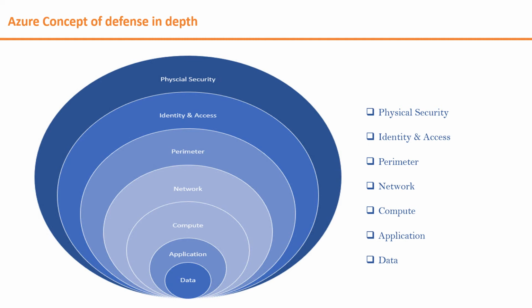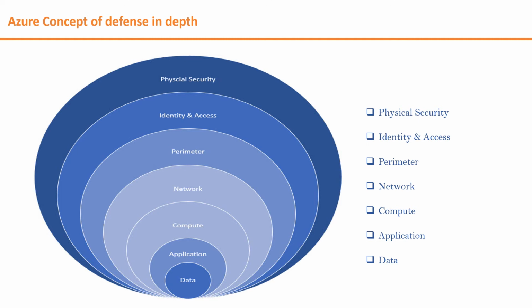Third layer is perimeter. By default, Azure enables basic distributed denial of service (DDoS) protections, which come with always-on traffic monitoring and real-time mitigations of common network level attacks. The standard tier of DDoS protection provides additional capabilities to protect against volumetric attacks, protocol attacks, and application attacks.